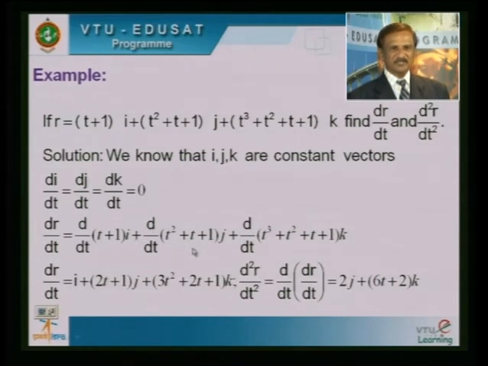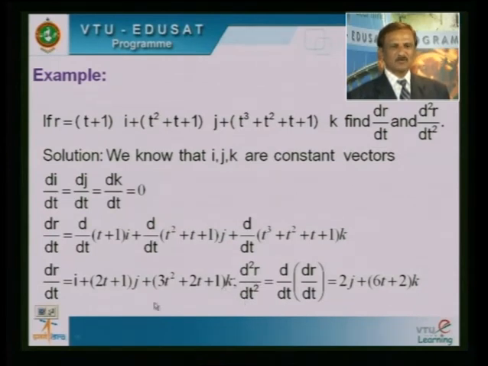Plus d by dt of t square is 2t. The derivative of t with respect to t is 1, and of 1 is 0, into j as it is. Plus the derivative of t cube is 3t square. How do you get 3t square? You know the formula: the derivative of x raised to n is n into x raised to n minus 1. You can use the same formula. Using that formula, you will get 3t square plus the derivative of t square, which is 2t, plus 1, into k.